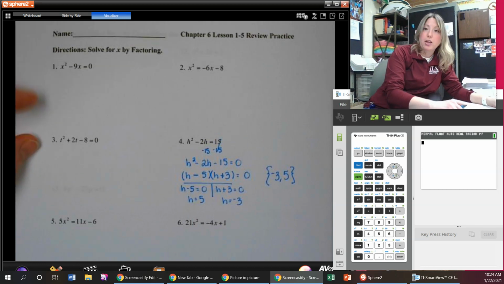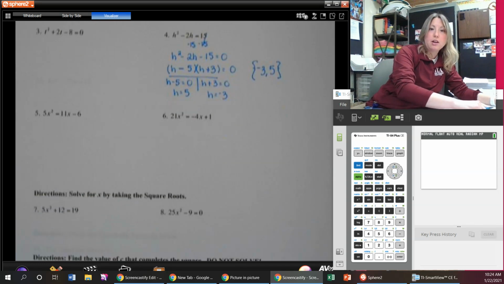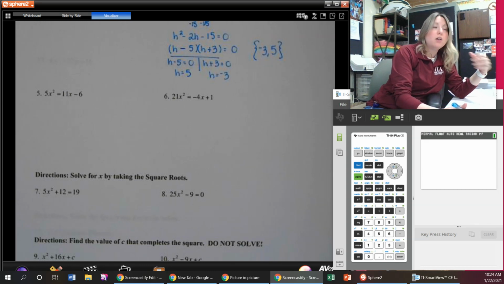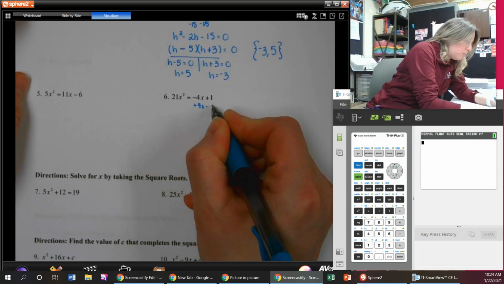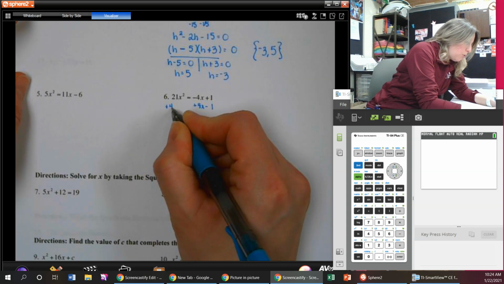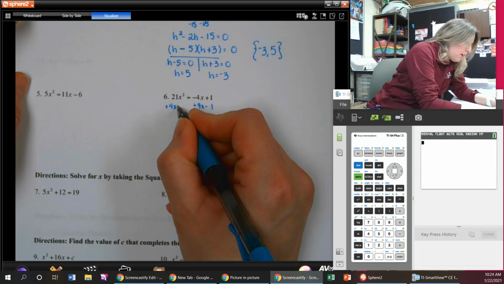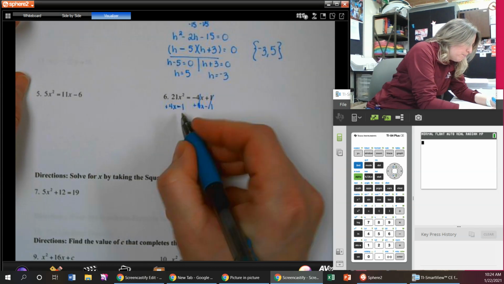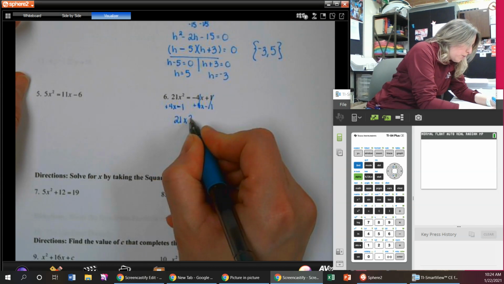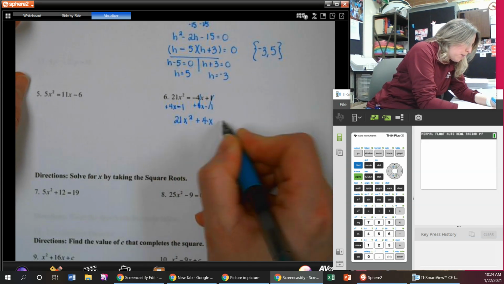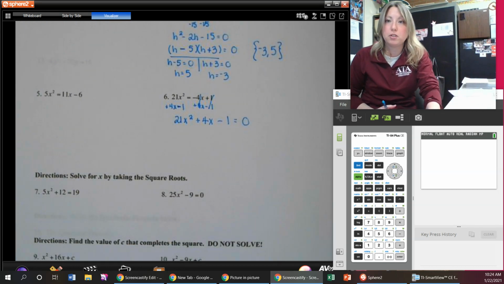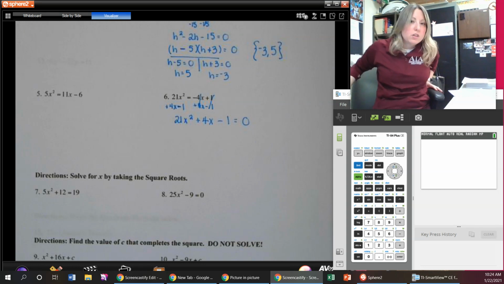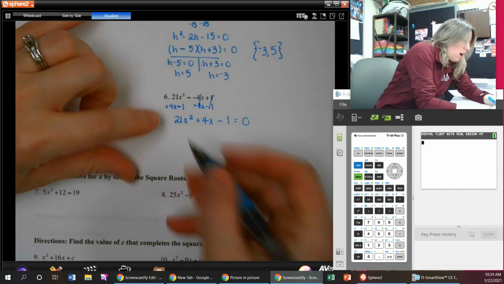What if you have something like number 6, still in the solve by factoring section, still needs standard form, so I'm going to add this 4x and subtract this 1. So plus 4x, my bad. And then this minus 1 here, 21x squared plus 4x minus 1 equals 0, because you got to have ax squared plus bx plus c equals 0.